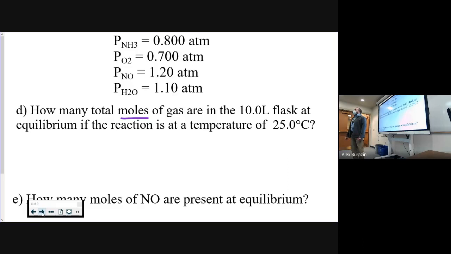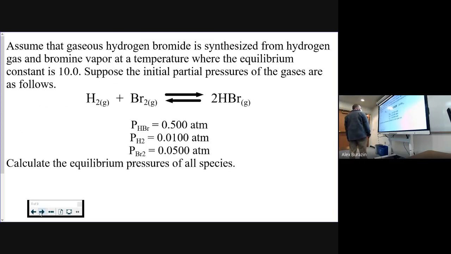I'm kind of out of time. We'll pick this up tomorrow. Tomorrow we'll finish this thing off with E. And then, yeah, then we'll get real spicy.